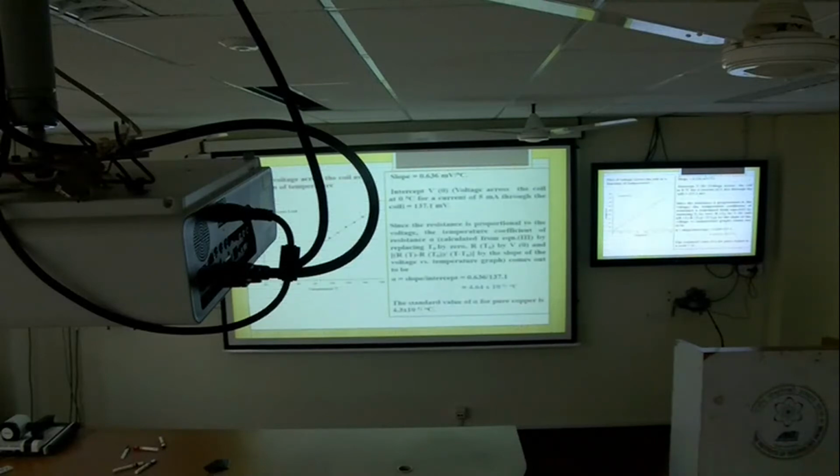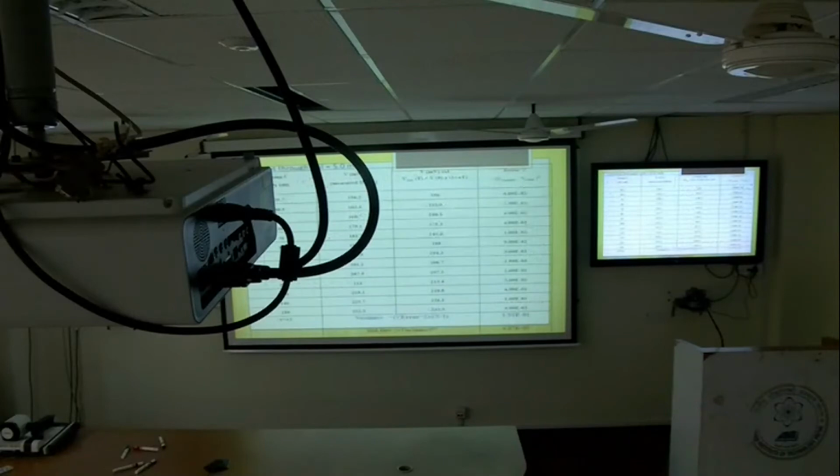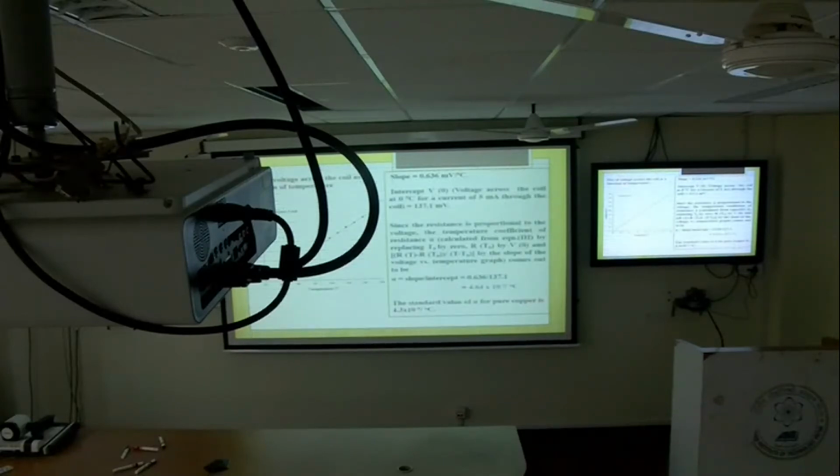So how does this come? Just have a look at that. This is a plot of voltage and temperature, with voltage on the y-axis and temperature on the x-axis. Just plot it at a current of 5 milliampere, which is fixed in the beginning. So we have a slope. We have software that will show you the slope, and we can find the intercept like this.